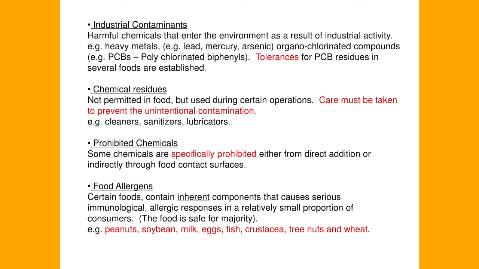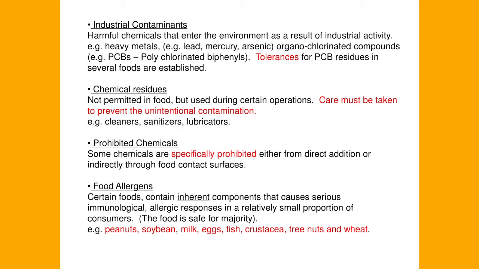Okay, and then there is chemical residues that's not permitted in food but used during certain operations. So of course you have cleaners, you have sanitizers, you have lubricators. These are not supposed to enter into food. Yeah, so care must be taken to prevent the unintentional contamination. That means you must have the SOP and you have to follow this SOP properly. Of course, prohibited chemicals that is not supposed to come into contact. Some chemicals are specifically prohibited either from direct addition or indirectly through food contact surfaces.